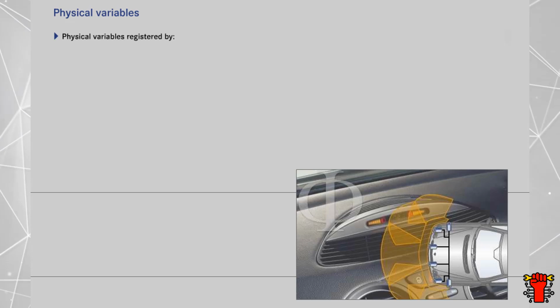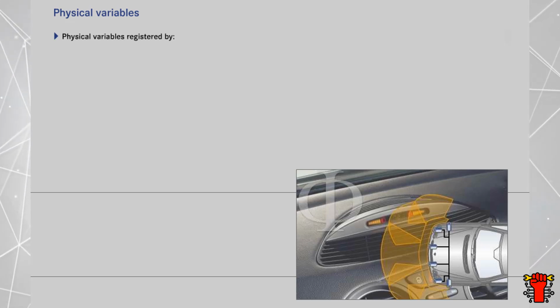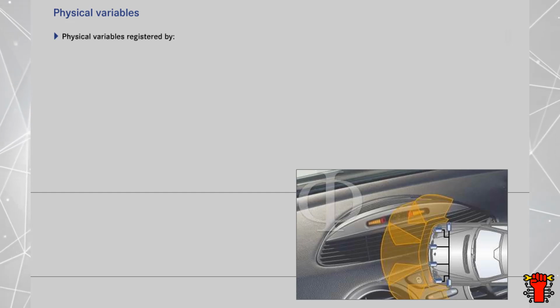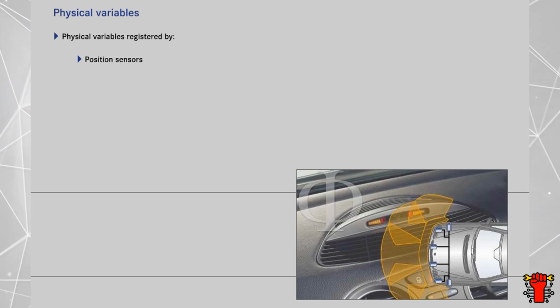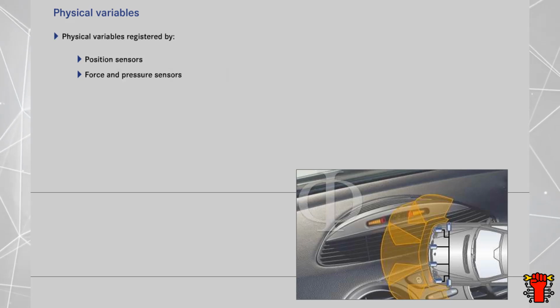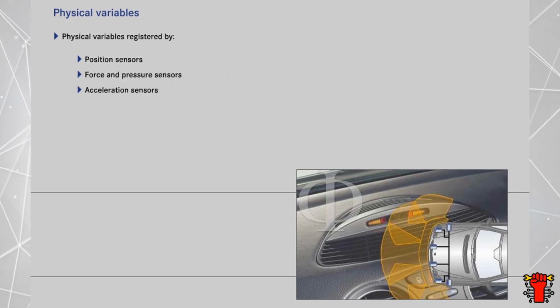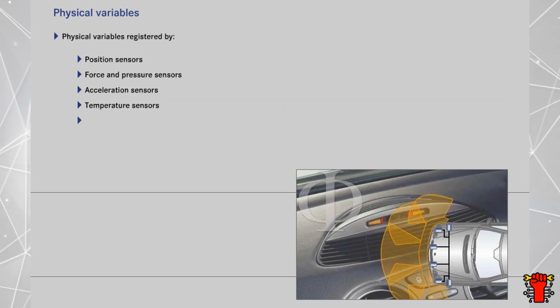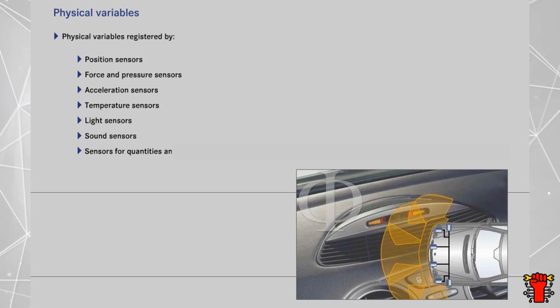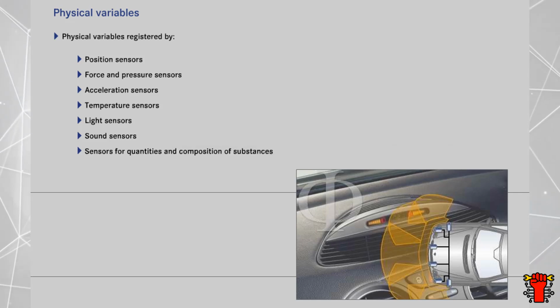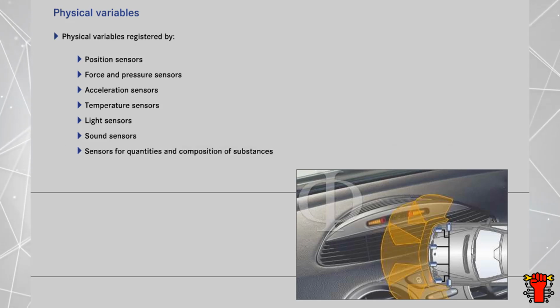This chapter provides an overview of the main physical variables which are registered by sensors in motor vehicles. These include position sensors, which register travel and angles in the vehicle, force and pressure sensors, acceleration sensors, temperature sensors, light sensors, sound sensors, and sensors for measuring quantities and composition of substances.